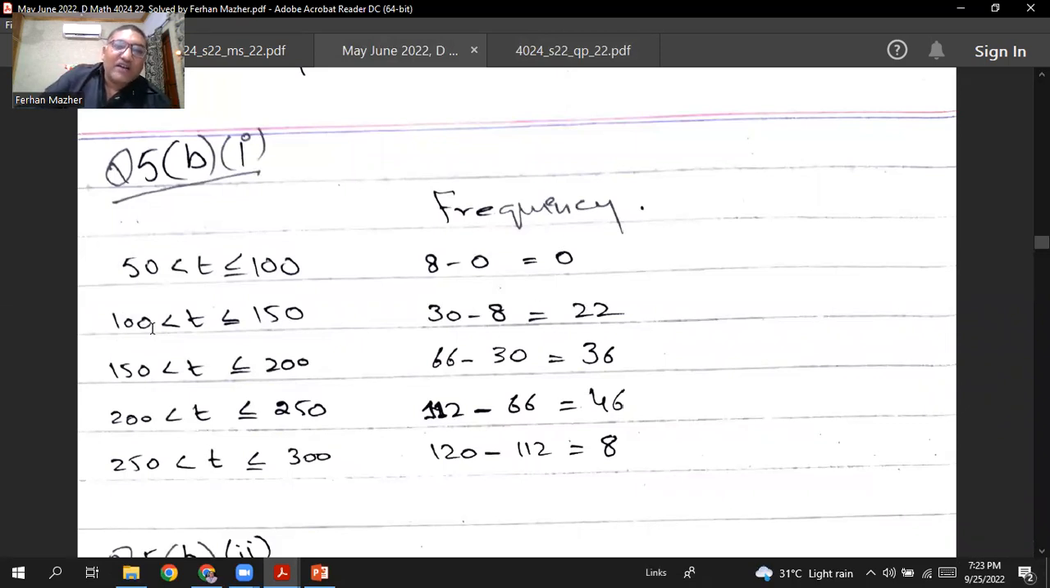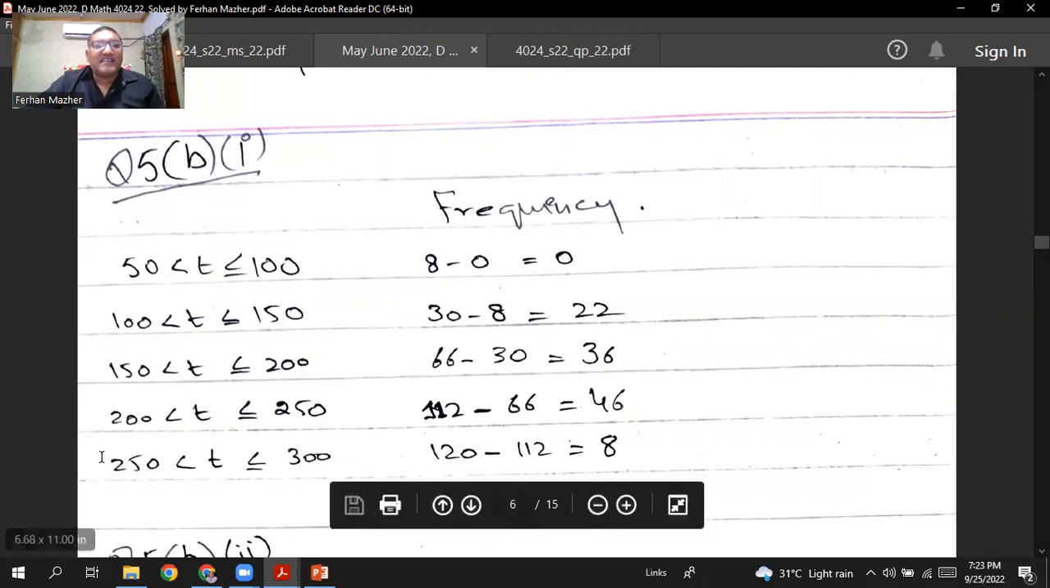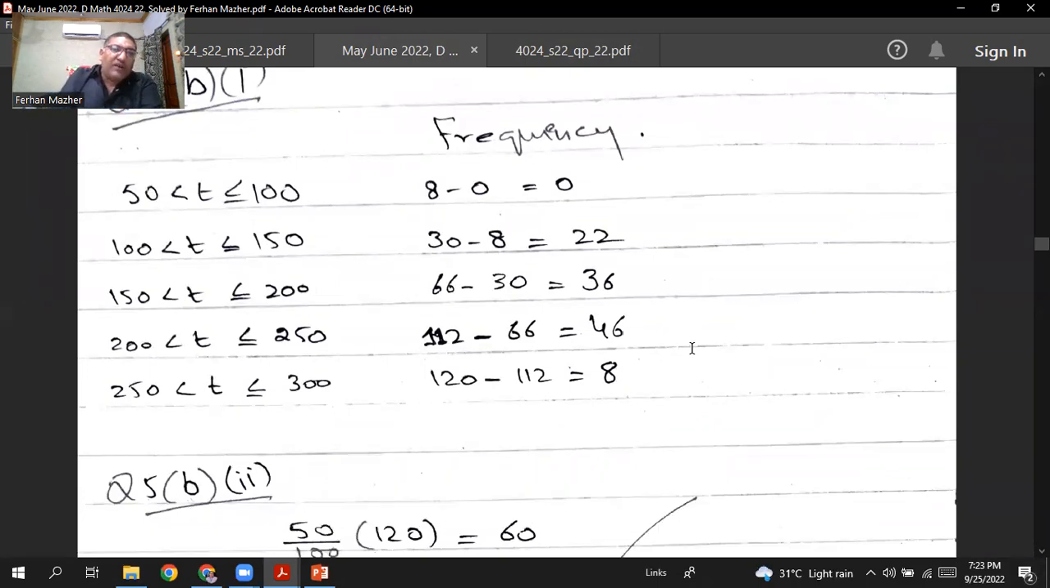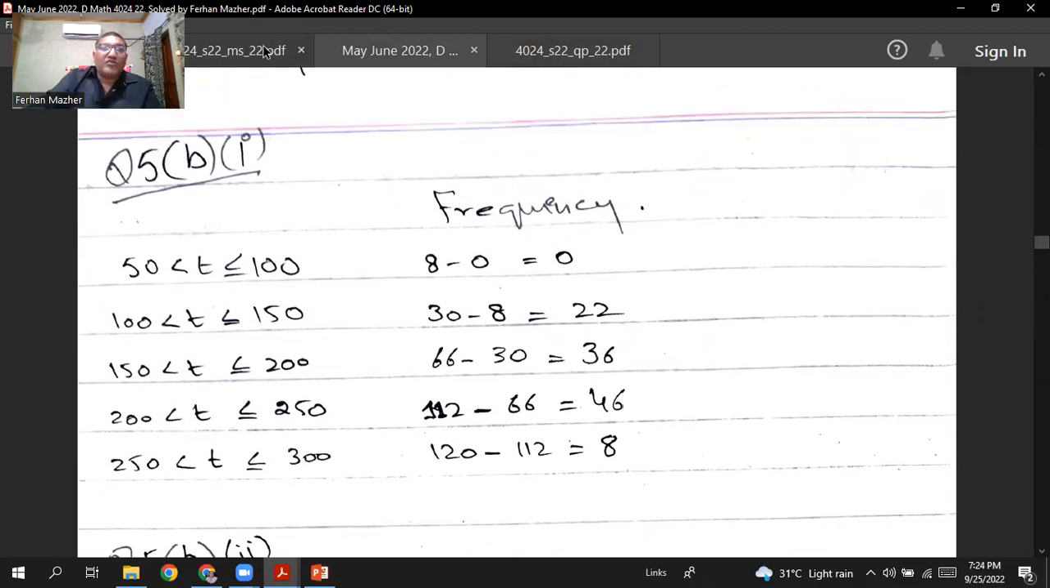Okay, at 100, the cumulative is 8. At 150, the cumulative is 30. You subtract them, you get 22. At 150 and 200, it will be 66 minus 30, that's 36. At 200, the cumulative is 66. At 250, the cumulative is 112 from that cumulative graph. So you get 46. At 250, the cumulative is 112, and at 300, the cumulative frequency from that curve is 120. So when you subtract them, you get 8. So that's the frequency of that class. So this is how you do it.